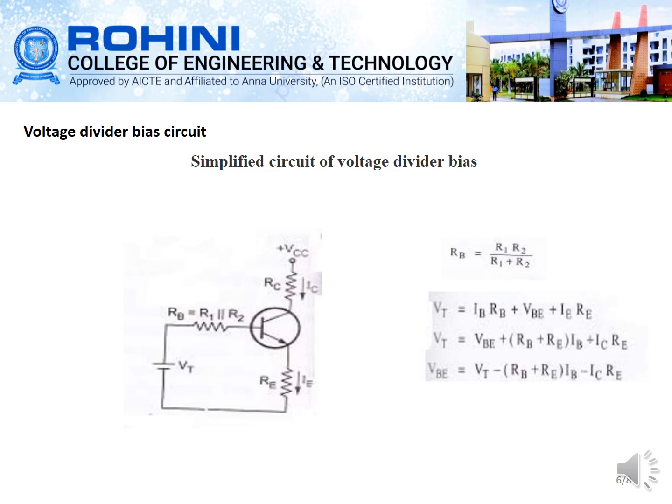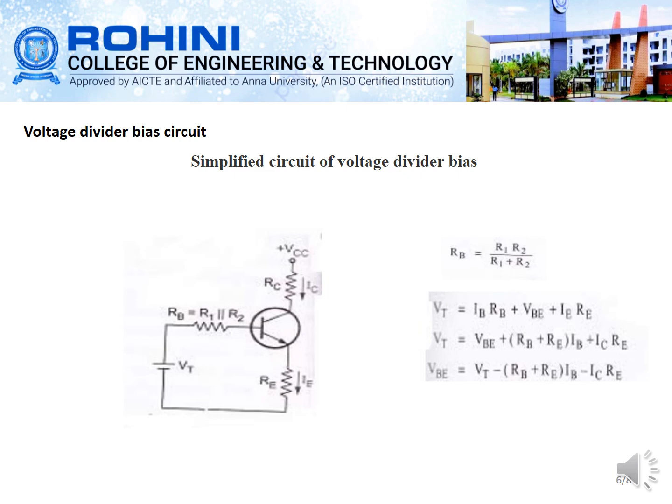From this we can write that RB is nothing but R1 parallel to R2. If two resistors are connected in parallel, we can write the equation as R1 R2 divided by R1 plus R2. And this VT is the Thevenin voltage. Here we can apply the KVL, and we get VT equal to IB into RB plus VBE plus IE into RE. From this equation you can see that IB is the common term, so you can take the IB term outside. So VT is equal to VBE plus RB plus RE into IB plus IC into RE.